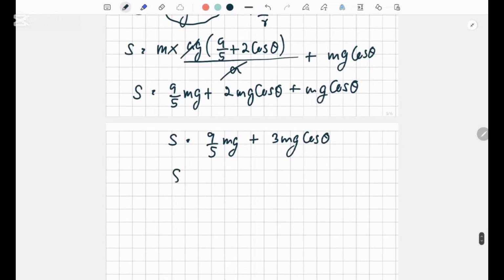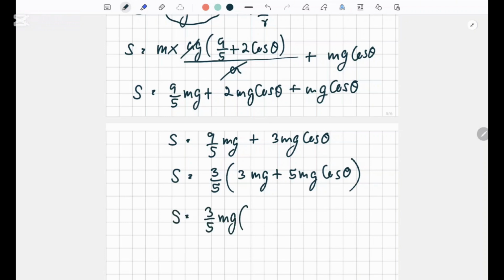Now let's take 3 outside. No, not 3. Let's take 3 over 5 outside, because I think they took 3 over 5 outside. So 3 over 5 into 3 gives you 9 over 5, right? Plus, this becomes 5 mg cos theta. Or we can take mg out too. So S equals 3 over 5 mg, 5 cos theta plus 3.